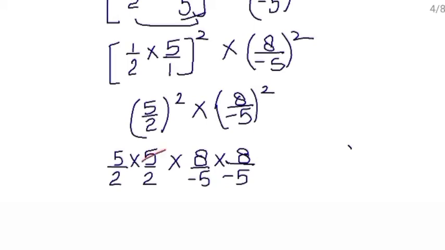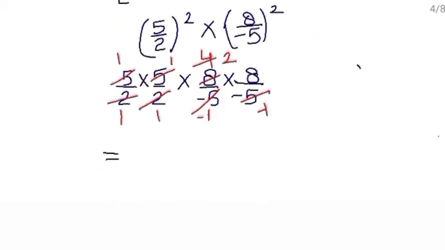Now this numerator and this denominator can be cancelled out. 5 ones are 5, 5 ones are 5 of minus sign. 2 ones are 2, 2 fours are 8. Again 2 ones are 2, 2 twos are 4.